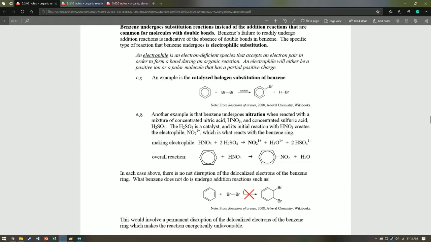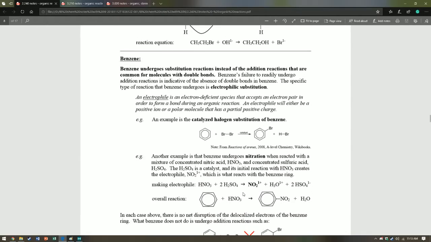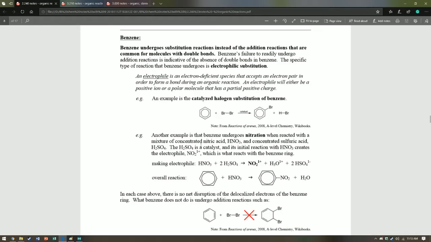Lastly, we revisit benzene, and now that we understand what a substitution reaction is versus an addition reaction, we can revisit the topic that we discussed in the first video. Benzene undergoes substitution reactions, not addition reactions.